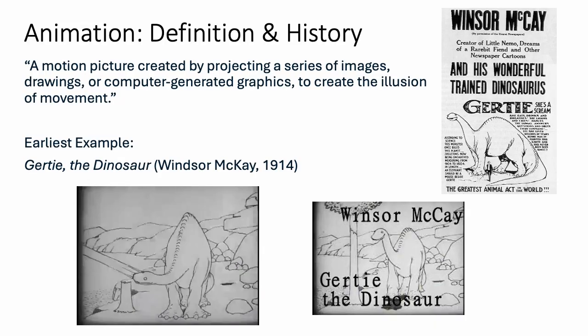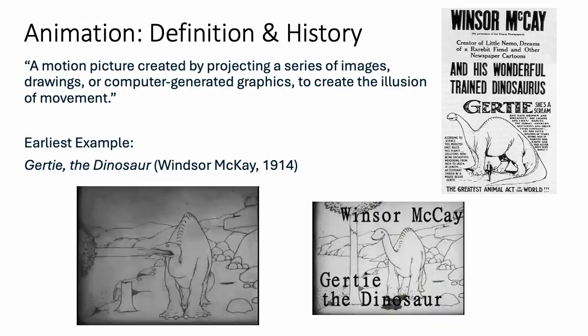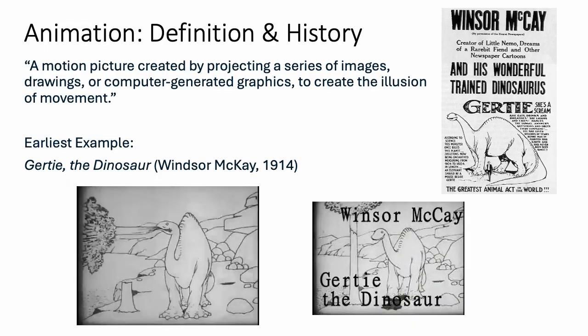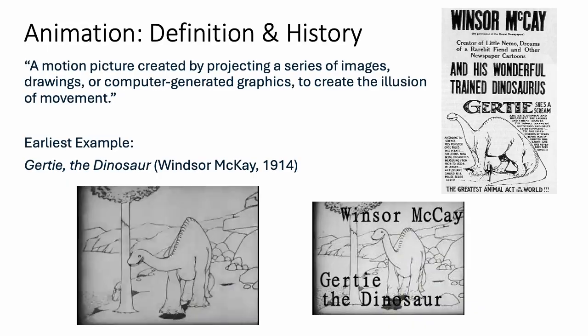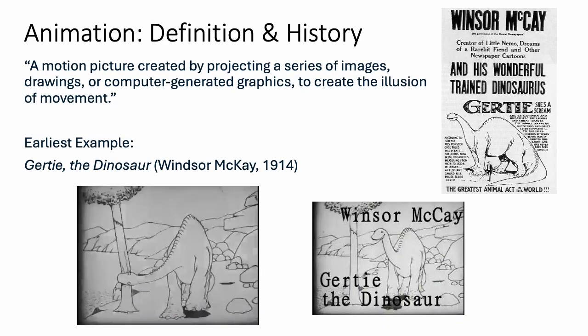Let's take a look at the earliest example of animation in film history, known as Gertie the Dinosaur by Winsor McCay in 1914. Now, this was accomplished by drawing out thousands of images on paper with pencil of the dinosaur in action. Let's now take a look at the different styles and techniques used in animation.